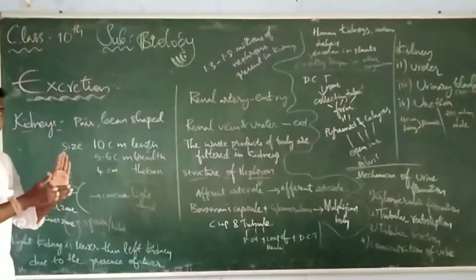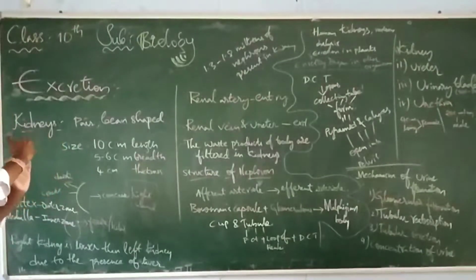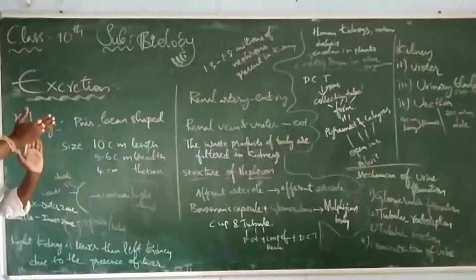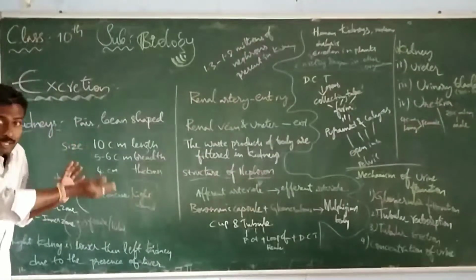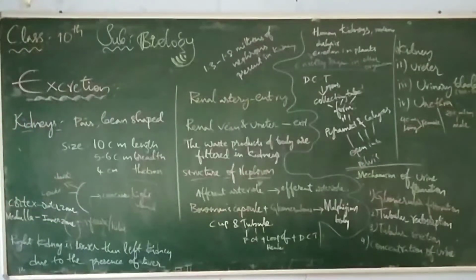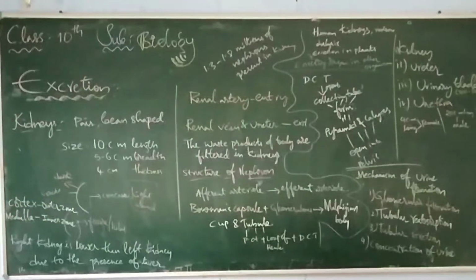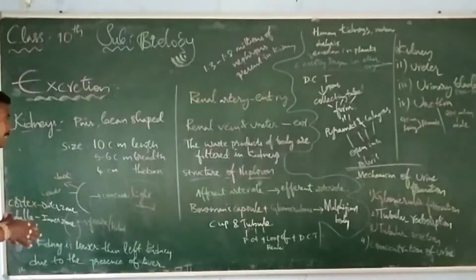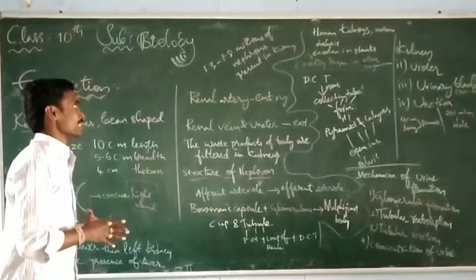Actually, as it is in the shape of a bean, the outer part is convex and the inner part is concave. So the outer zone is called the cortex and the inner zone is called the medulla. So let us see the colors of these zones. The outer cortex is the dark colored part and the inner part is light colored. Yes, let us see human kidneys.